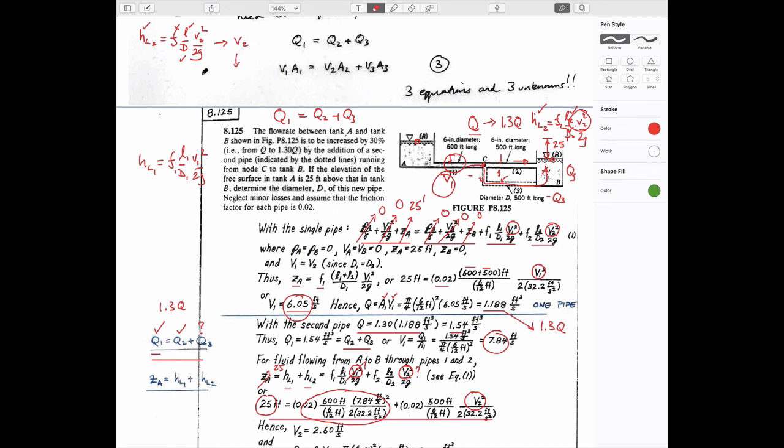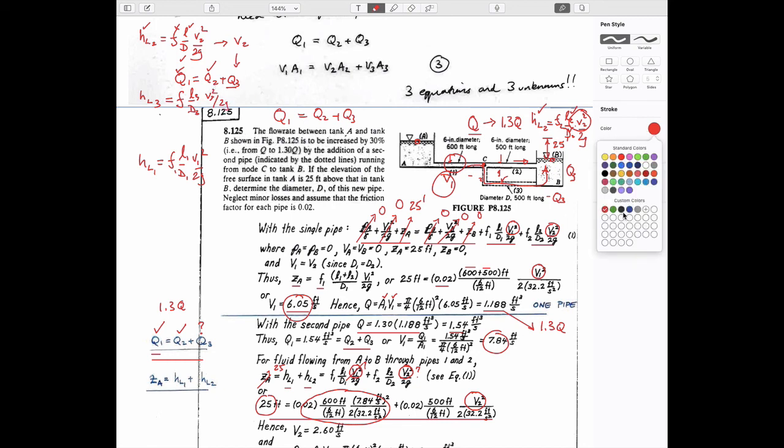Once we have V2, we know the flow rate through both systems is equal to the sum of the two components. If we know what this is and we know what this is, we can calculate what this is, and then we can write the third branch as being the head loss in pipe 3 being equal to friction factor times length over diameter for pipe 3 and the velocity 3 squared over 2g.